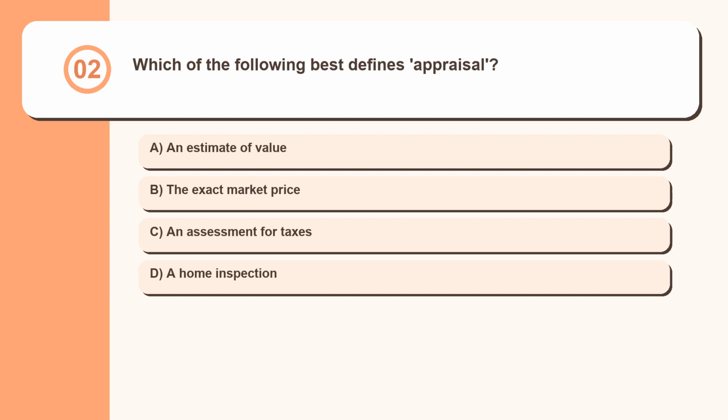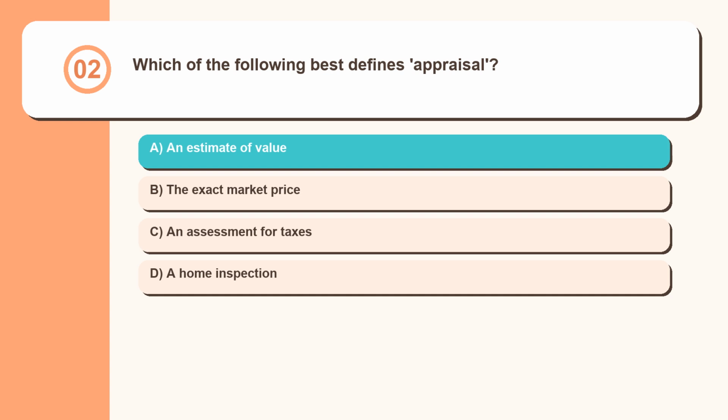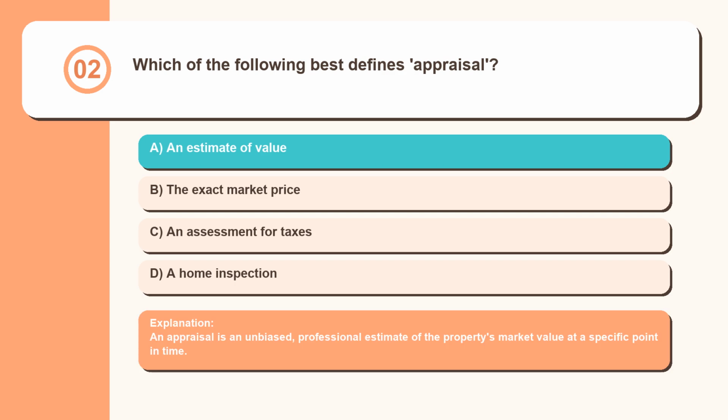Question 2. Which of the following best defines appraisal? An estimate of value, the exact market price, an assessment for taxes, a home inspection. An appraisal is an unbiased, professional estimate of the property's market value at a specific point in time.